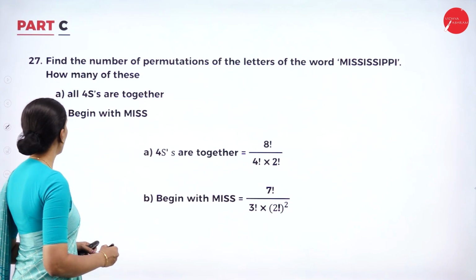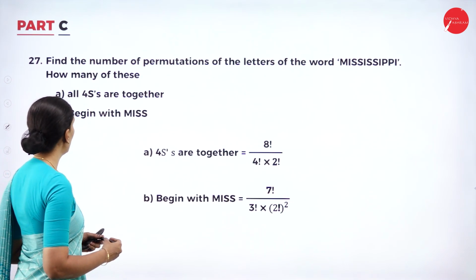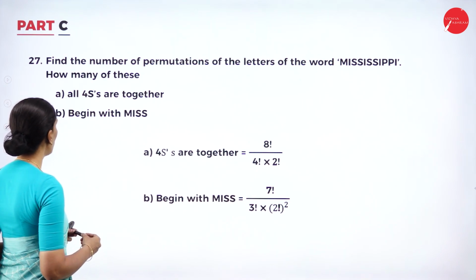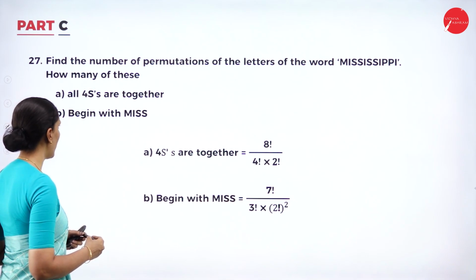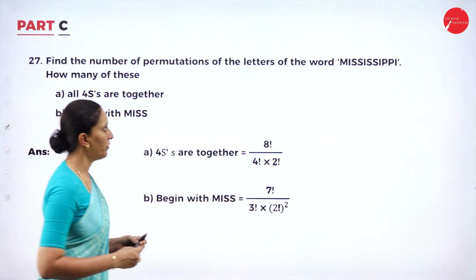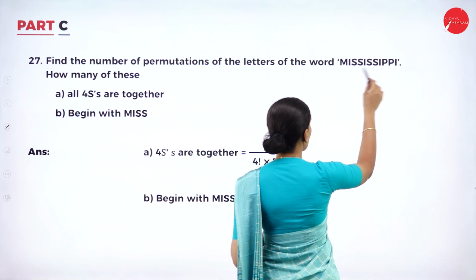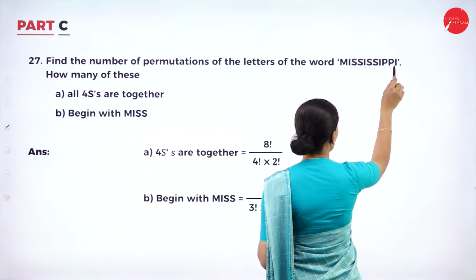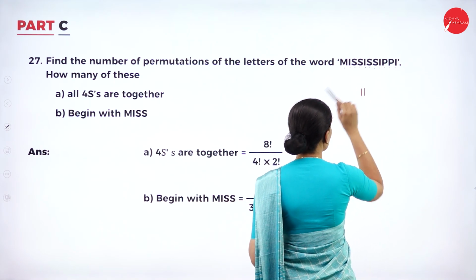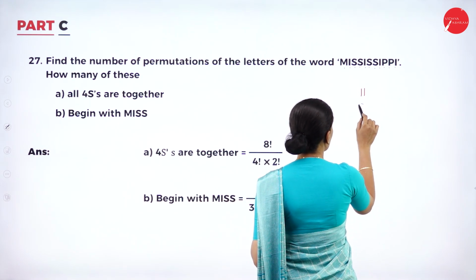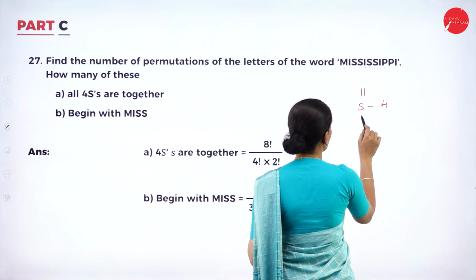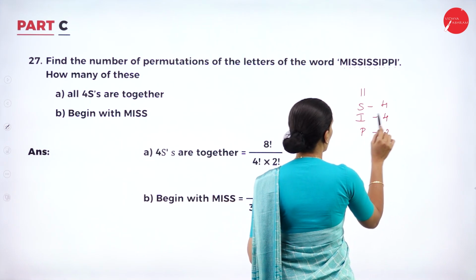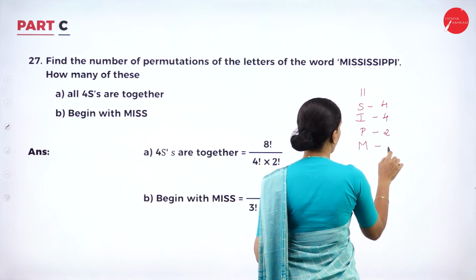The next question is from permutations and combinations. Find the number of permutations of the letters of the word Mississippi. How many of these, all 4 S's together, begin with Miss? So first let me count how many letters are there in the word Mississippi: 1, 2, 3, 4, 5, 6, 7, 8, 9, 10, 11. So there are 11 letters, out of which S is repeated 4 times, I is repeated 4 times and P is repeated 2 times, and then we have one M.